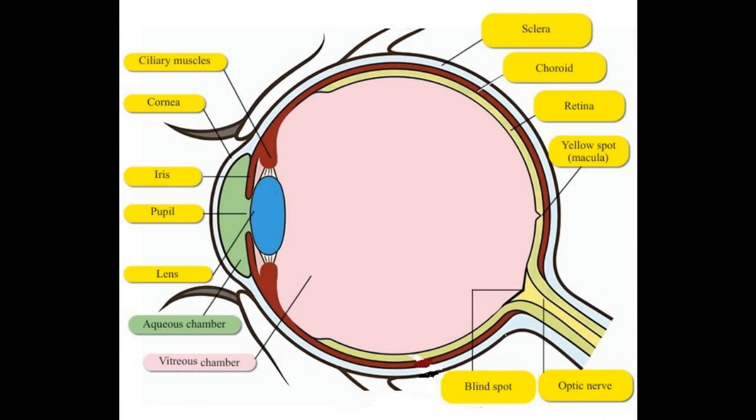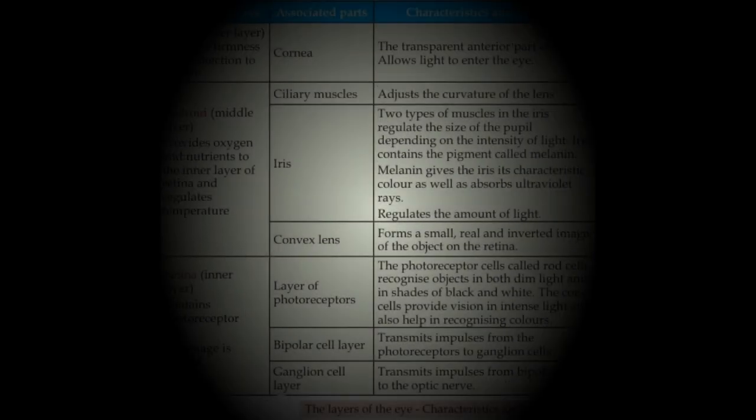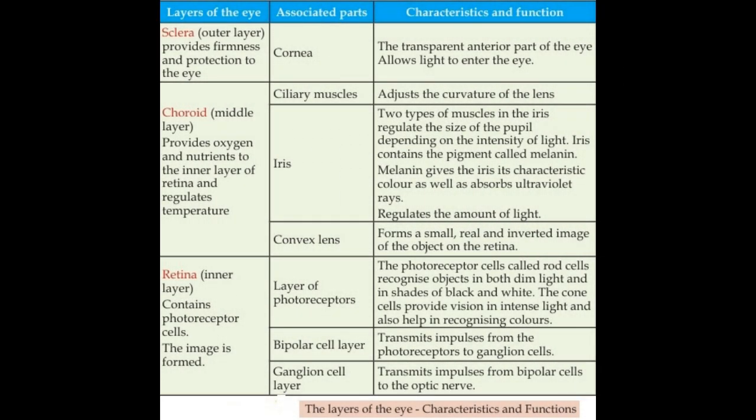Major parts of the eye: sclera, choroid, retina, yellow spot, blind spot, optic nerve, ciliary muscles, cornea, iris, pupil, lens, aqueous chamber, vitreous chamber. Sclera, the outer layer, provides firmness and protection to the eye. Associated part: cornea, the transparent anterior part of the eye, allows light to enter the eye.